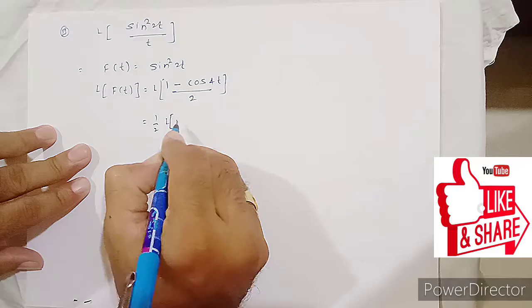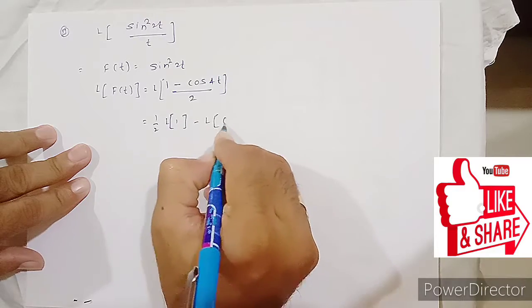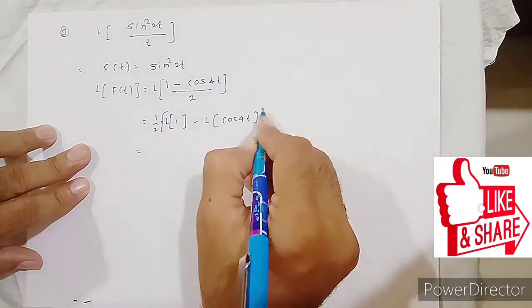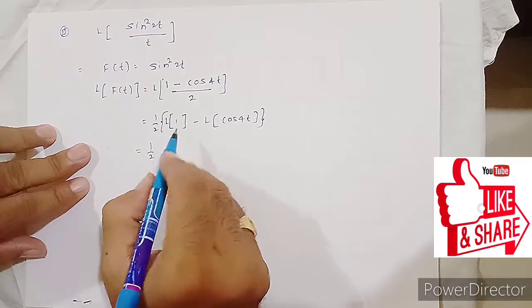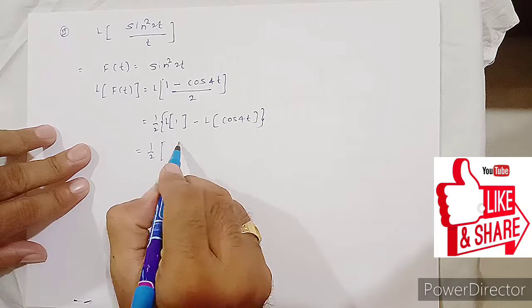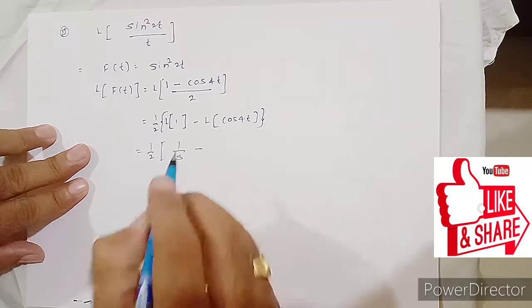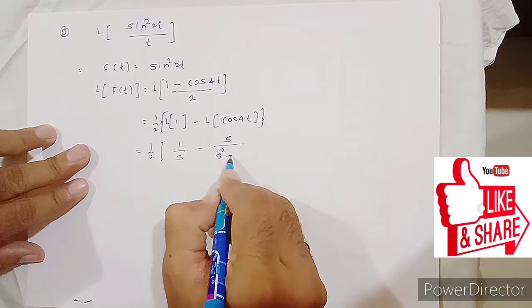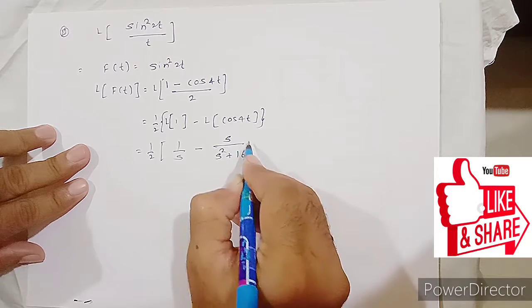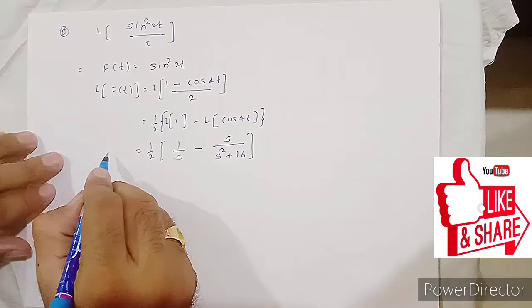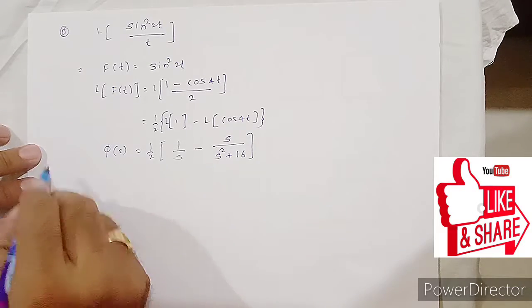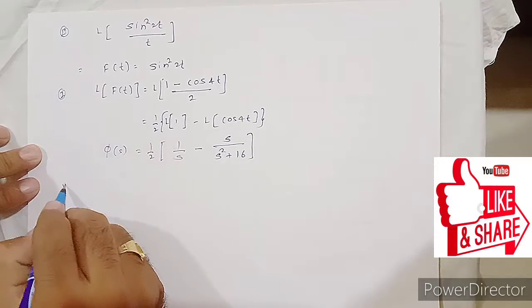What is the inside? Laplace of 1 separately and Laplace of cos 4t separately, right? And 1 upon 2 is completely outside from the term. Tell me what is the Laplace of 1? 1 upon s minus Laplace of cos 4t, s upon s square plus a square. What is the a? 4. That means 4 square is 16, right? So we get our phi of s. This is our first step. Now what is the second step?